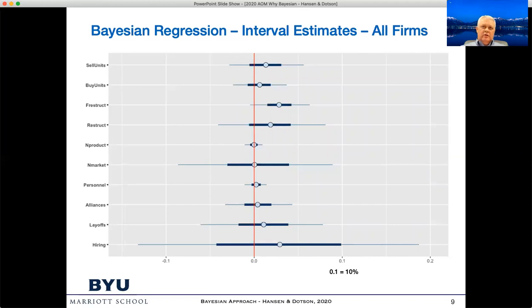Now, here we are looking at interval estimates. So the circle would be akin to a point estimate, and the dark blue lines going out from that circle are the interval estimates, indicating that the probable effect lies within that interval.